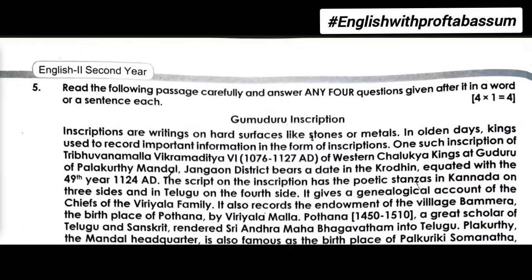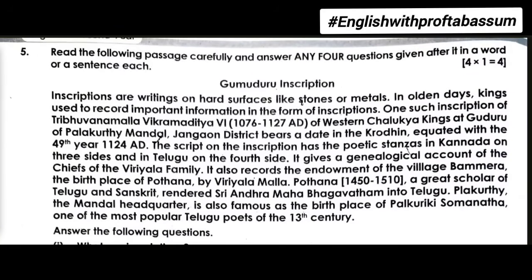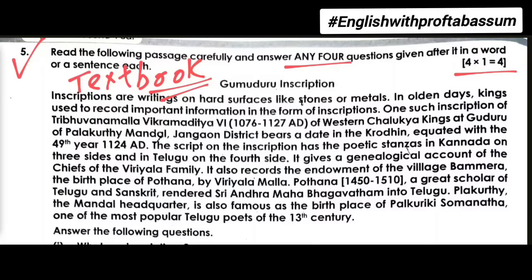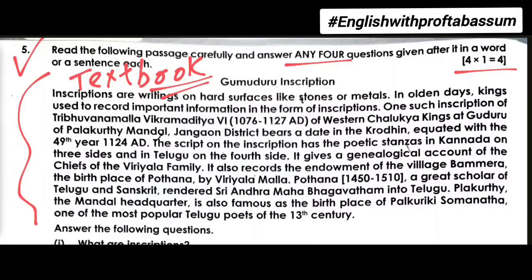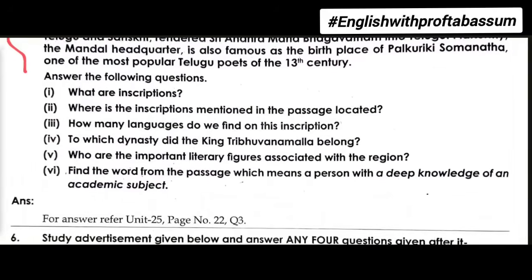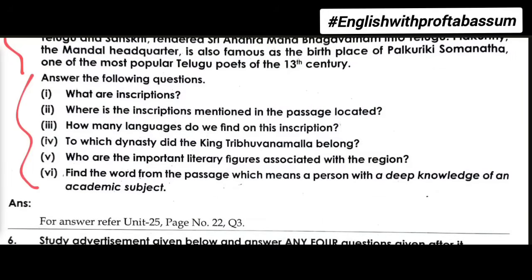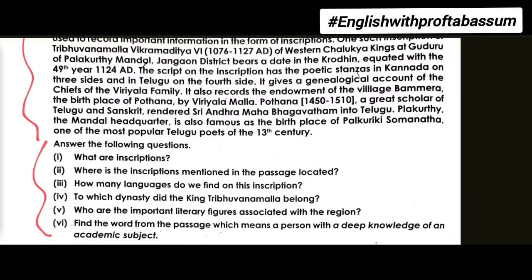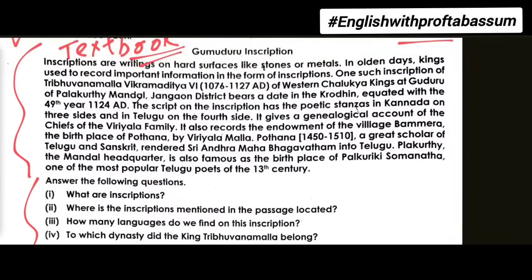Next one, bit number 5. In this bit you will get any unseen passage from the textbook. Read the following passage and answer any 4 questions given after it in a word or a sentence each. So each question will carry 1 mark, total 4 marks. So you just have to read this passage. This is there in the textbook, students. All unseen passages are there. You have to read the passage and answer these questions. So any passage can come in the exam. You just read and do it properly.